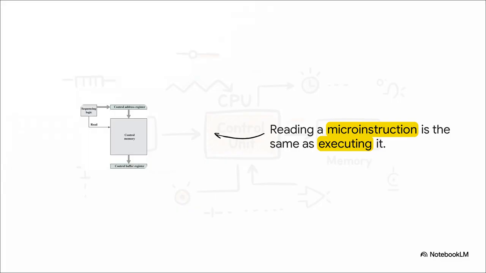The sheer elegance of microprogramming really clicks when you look at the microarchitecture. Right there in the center is the control memory block. Inside that memory is our firmware. When it's time to execute an instruction, the system just reads the corresponding line of ones and zeros from this memory down into the control buffer register at the bottom. Because those bits are directly hardwired to the processor's control lines, simply reading the microinstruction from memory is functionally identical to executing it. It is an absolute game changer that completely simplifies the hardware design.